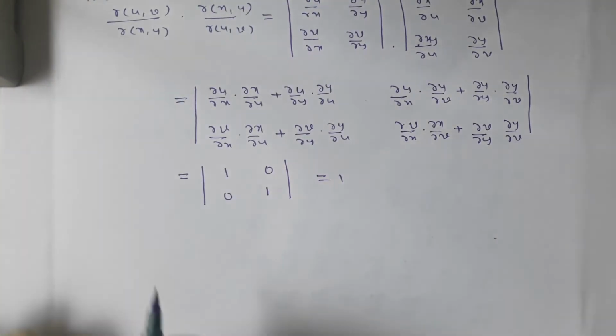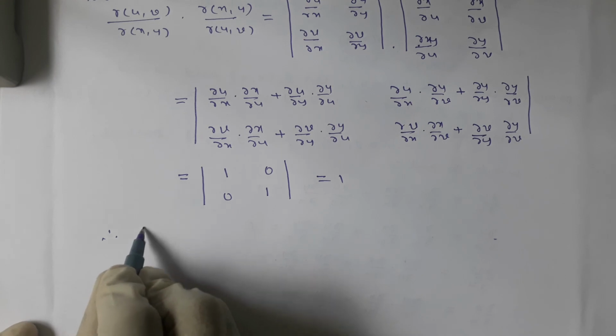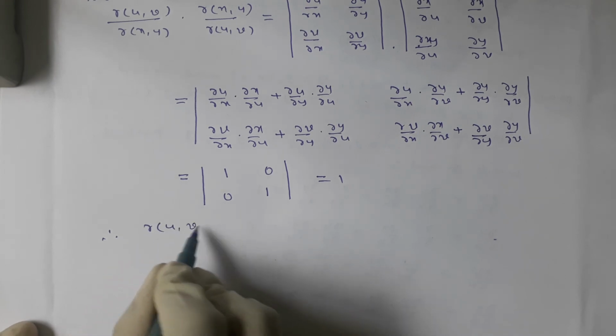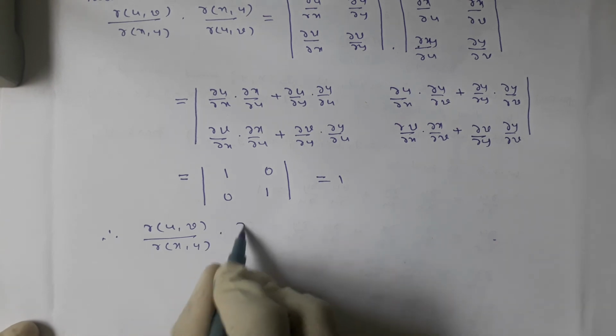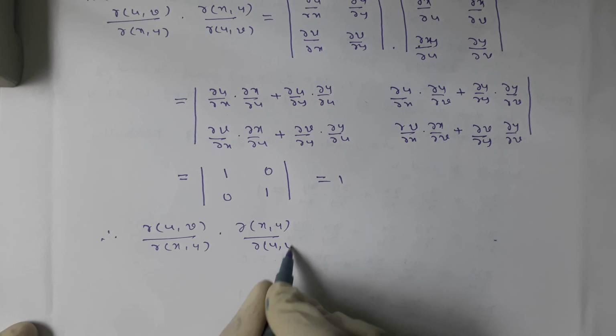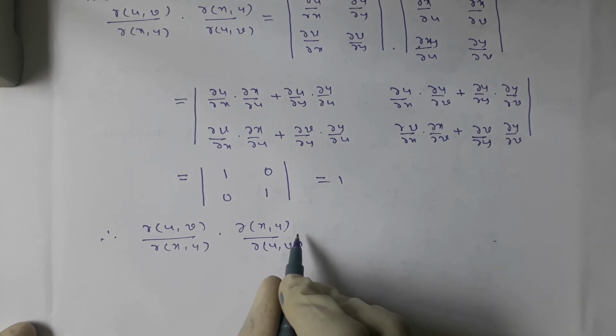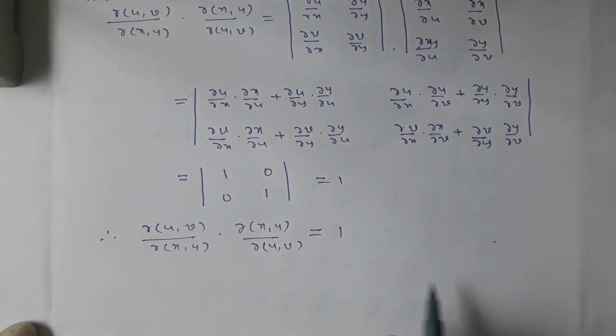Therefore, dou of u comma v divided by dou of x comma y into dou of x comma y divided by dou of u comma v is equal to 1. Right. The property 2 we proved.